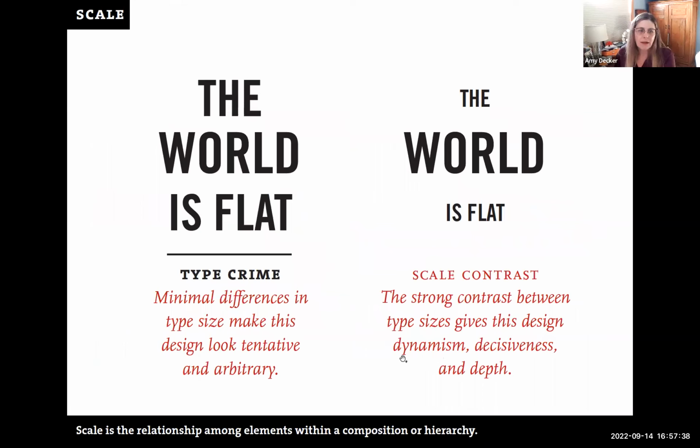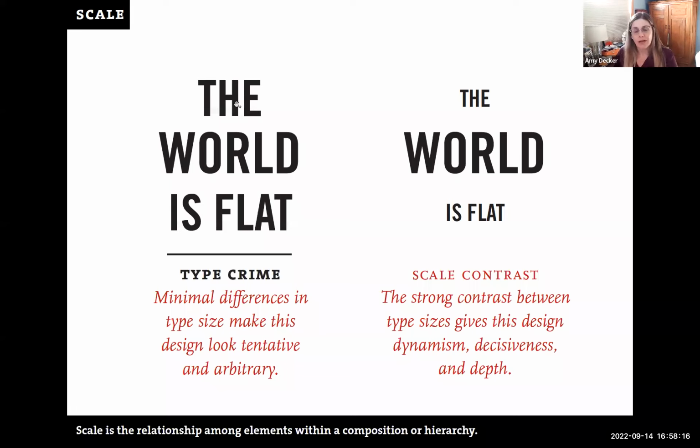We're talking about scale, and we're going to come back to how we measure typefaces in a minute. One way we look at scale is through X height. Another is relationships between different type on the same page. On the left here, you see "the world is flat," all the same size, and she's calling it a type crime. Minimal differences in type size make this design tentative and arbitrary. It looks like it's all the same size, but if we look closely, we can see "is flat" is smaller than "world," but it's so minimal we don't even register it.